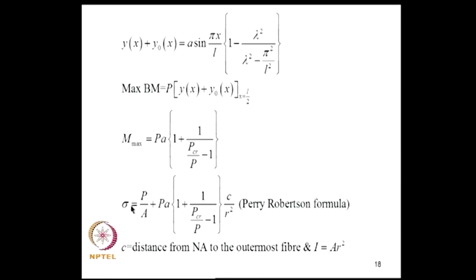Now, the axial stress, if you find, due to axial load P there is a P by A, plus this is a contribution due to initial imperfection, and this is again like a secant formula that we have encountered earlier. This is the Perry-Robertson formula, which again is commonly used in metal structure design.